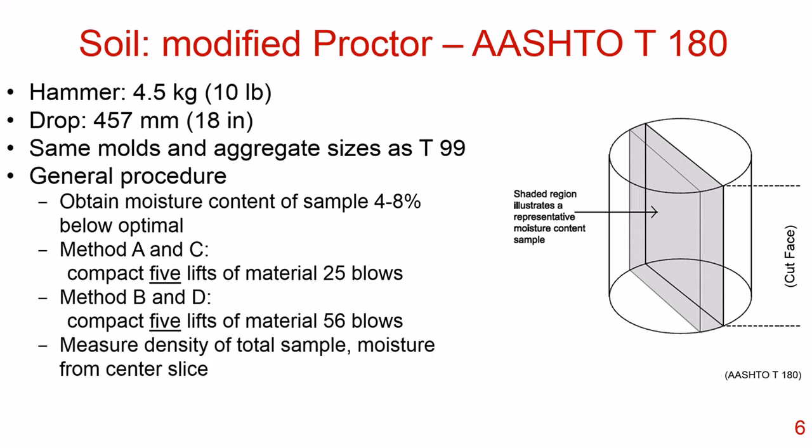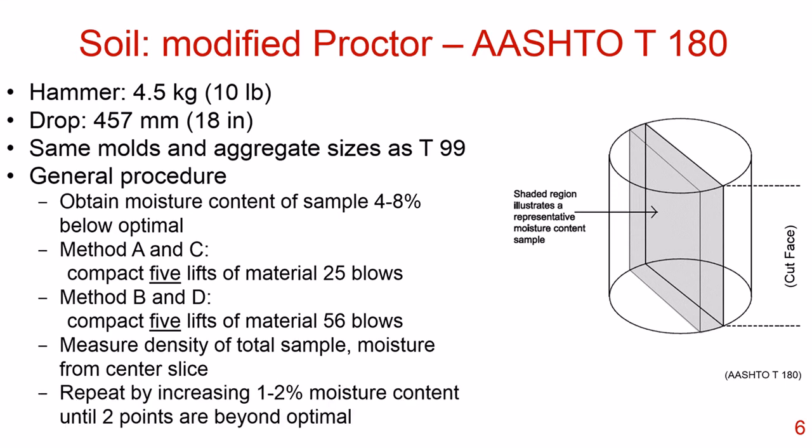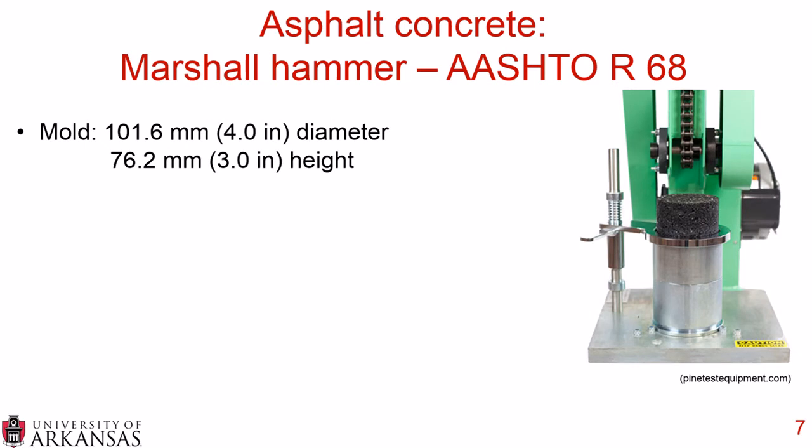You then, like AASHTO T99, measure the density of the total sample, and you can see on the right a picture of the moisture sample from a center slice, and this is how you obtain the moisture content of the sample that you are compacting. And again, you repeat by increasing 1 to 2% of moisture content until you're 2 points beyond the optimal. These are the two most common methods for compacting soil in the lab. Now let's transition over to asphalt concrete.